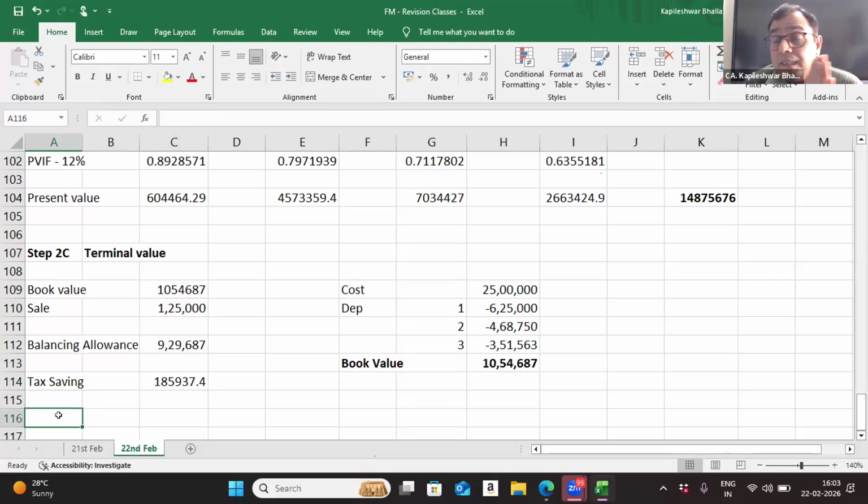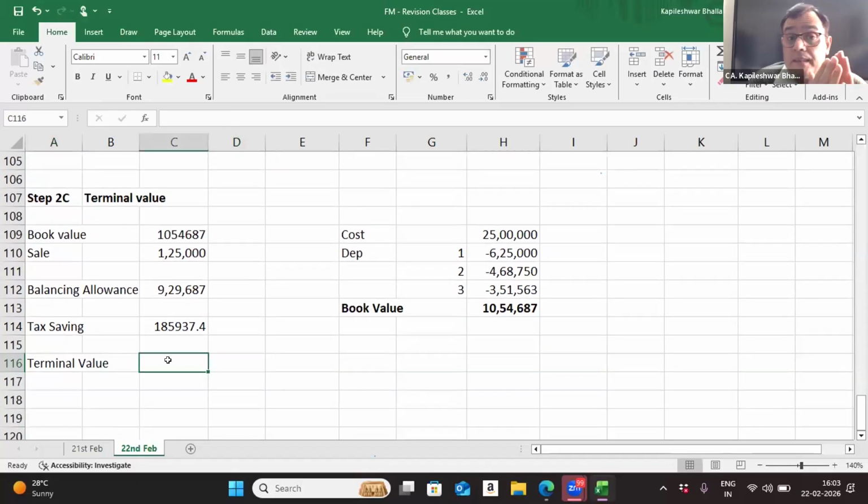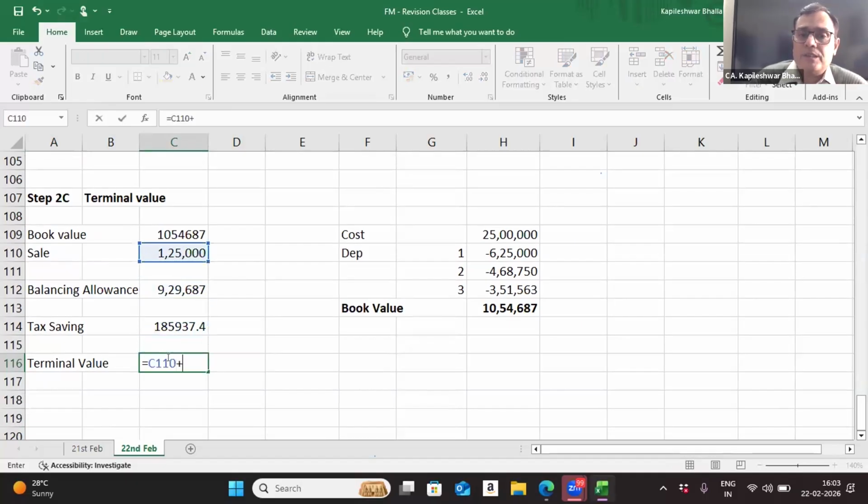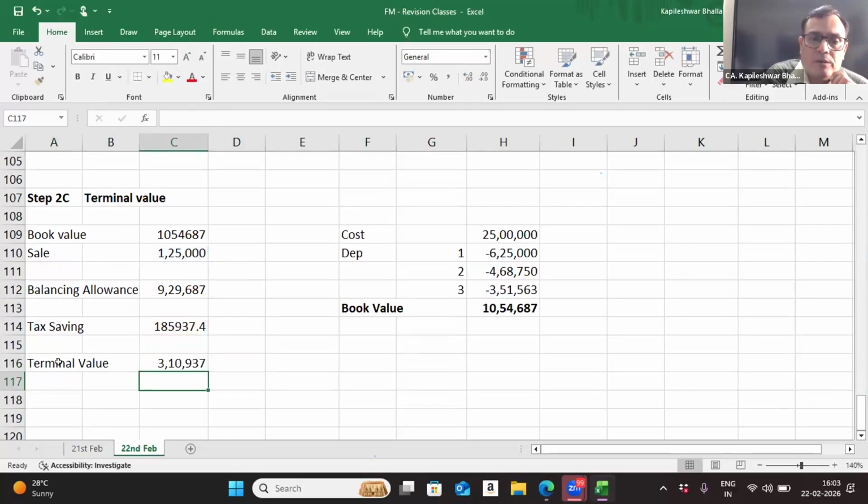Now tell me, what is my terminal value? What is going to be my terminal value in this particular case? Is it going to be sale proceeds plus or minus what? That's right, sale proceeds plus the tax savings. So you take the sale proceeds and to this you add the tax savings. That's going to give us the terminal value as well. Wonderful. So I think step number 2C is done. Now we are ready to fit all this data into an NPV statement as well.